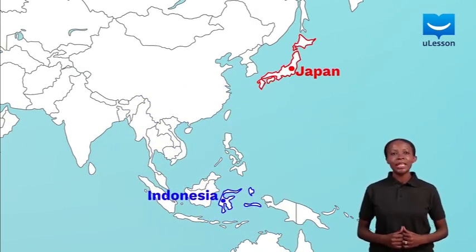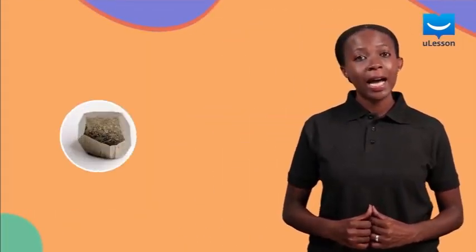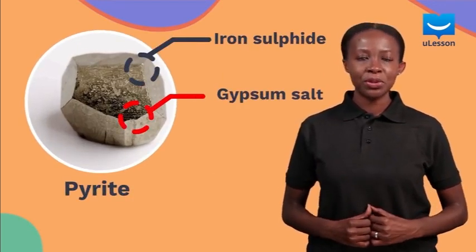It is also known that sulphur constitutes about 0.1% of the Earth's crust. In its combined state, sulphur occurs naturally in mineral deposits like pyrite, which contains iron sulfide and gypsum salt.